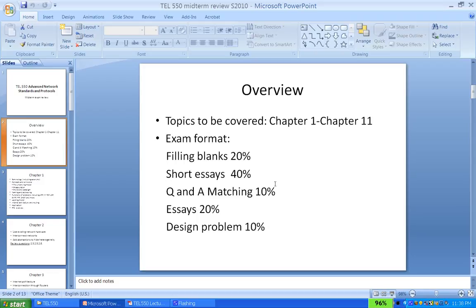Next, we will have essay questions, which means that we will have some topics that need an in-depth explanation of certain terminologies. Finally, we will have a design problem. The design problem will cover topics such as subnetting. We will go over subnetting and related topics later.